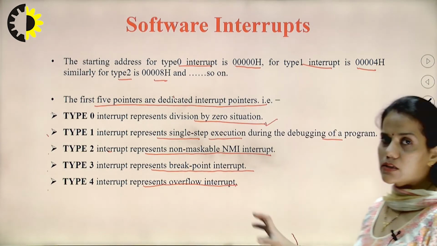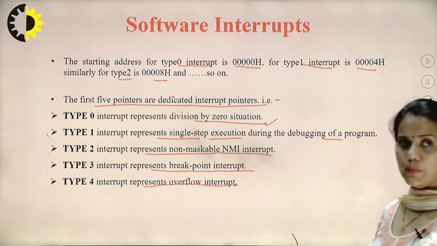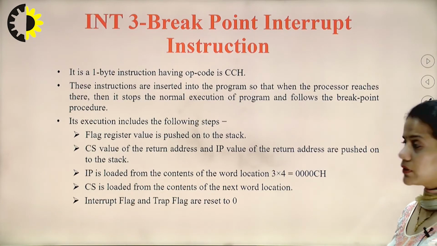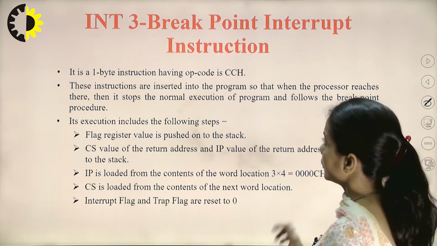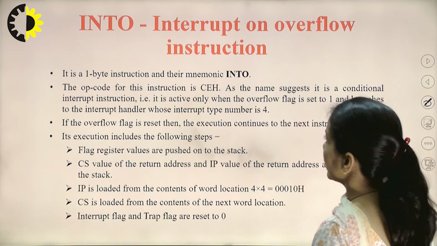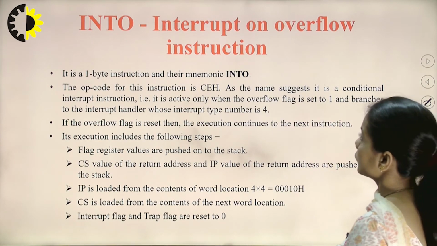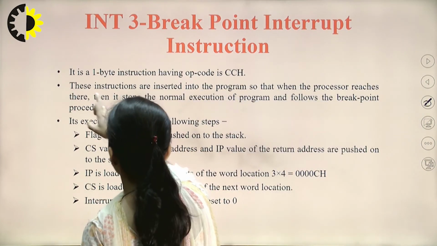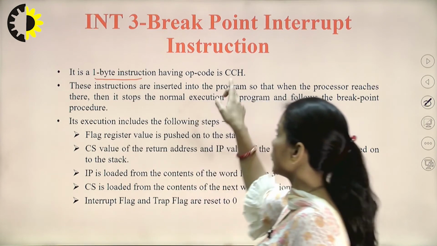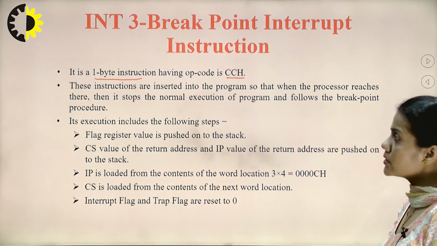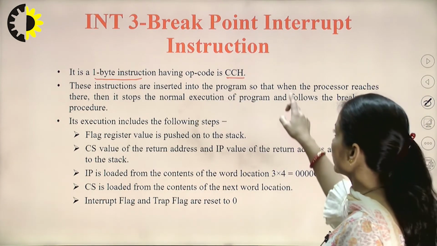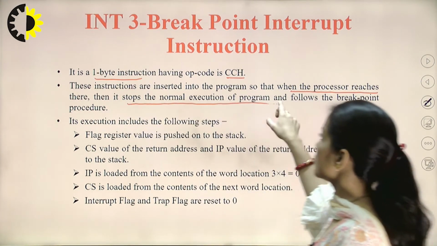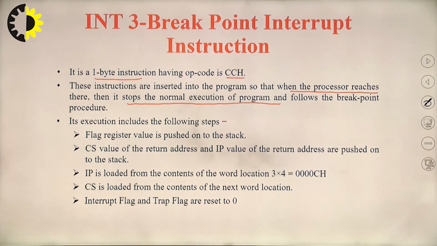So whenever there is a situation of overflow, this interrupt is executed. Among these interrupts, the two very important ones are the breakpoint interrupt instruction and the interrupt on overflow instruction. Let's discuss this. INT3 is the breakpoint interrupt instruction. It's a 1-byte instruction having opcode CCH. These instructions are inserted into the program so that when the processor reaches there, it stops the normal execution of the program and follows the breakpoint procedure.